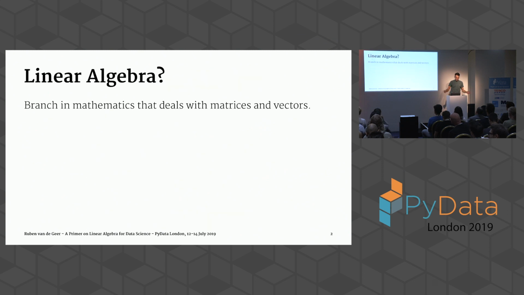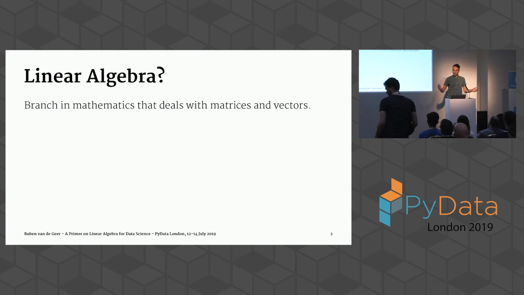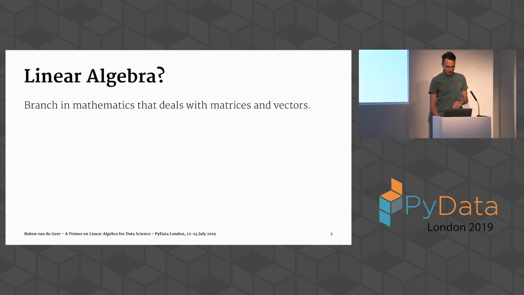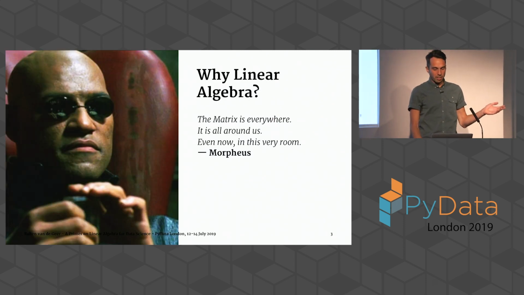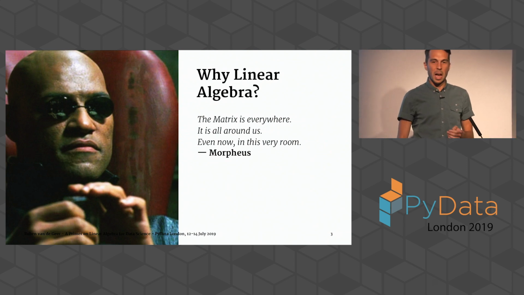So today, linear algebra, for those who do not know what it actually is, is a branch of mathematics that deals with matrices and vectors. That's basically all I want to say about the definition of linear algebra. But you could ask, why linear algebra? Well, Morpheus already said it: the matrix is everywhere. It's all around us, even now in this very room.